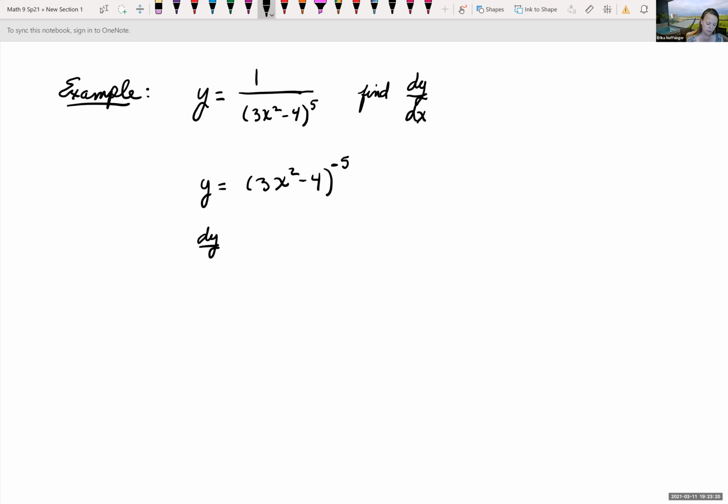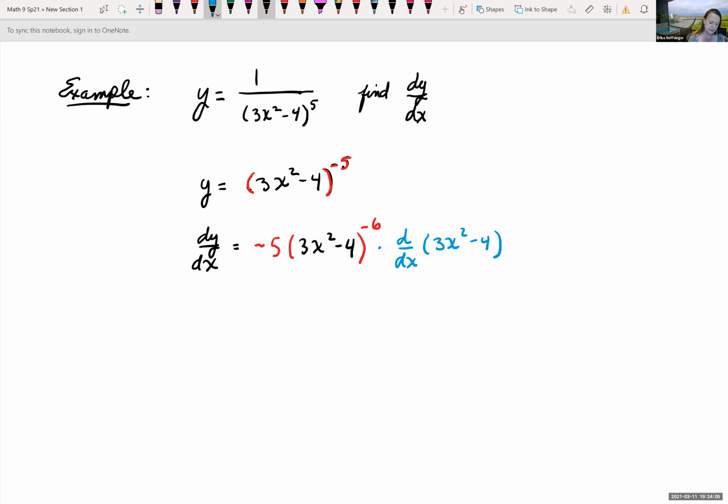So dy dx, and we can think of this as like the general power rule. Our outer function is this parentheses raised to the negative 5th power. So we bring our power down front, negative 5, take what's inside our parentheses, which is the inner function 3x squared minus 4, and then we subtract 1 from our exponent. So negative 5 minus 1 is negative 6, times the derivative of the inside. So times d dx of the inside function, which is 3x squared minus 4.